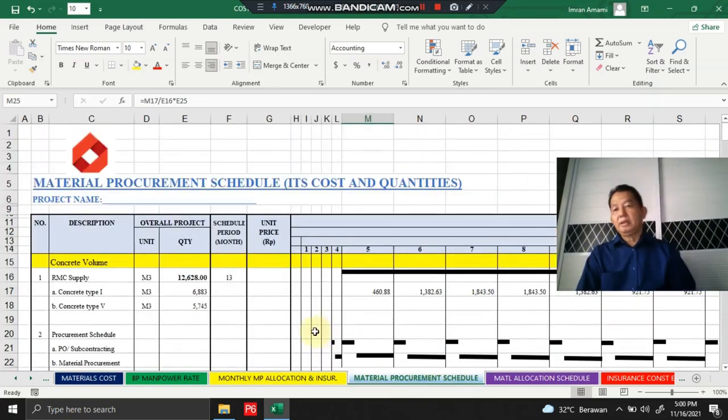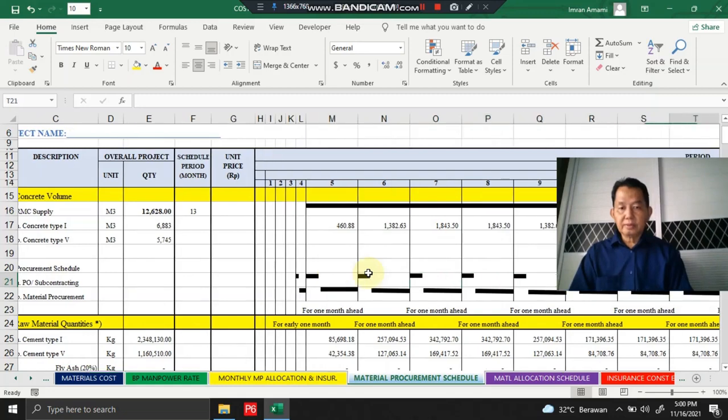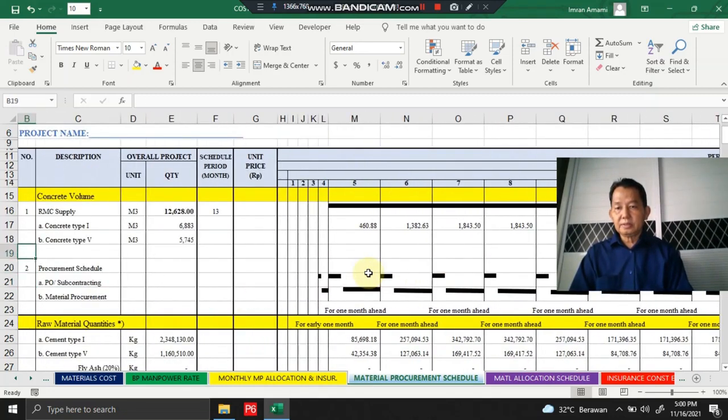And then we devise the material procurement schedule, its costs and quantities. Yes, the material procurement is composed 1 month ahead or 1 month earlier than the monthly concrete demand schedule. Okay, here. This is the monthly concrete demand schedule.